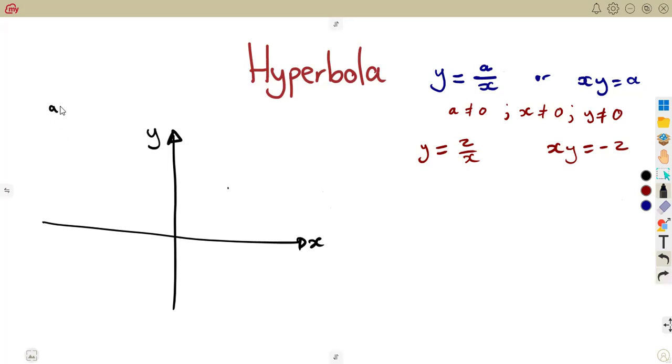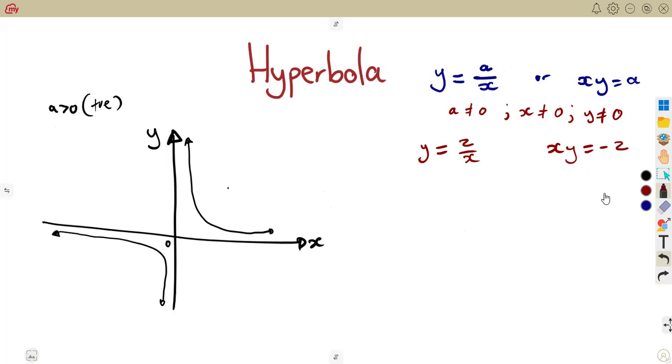For a which is greater than 0, as we saw that a cannot be equal to 0, to just talk of a being greater than 0, meaning to say we're talking of positive values. Our function is going to be like this in the first quadrant and another one in the third quadrant. This is how your function will look like. For a hyperbola, you just have to sketch in that manner.